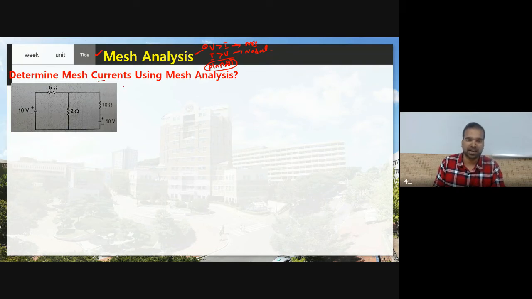Before applying mesh analysis, I told you that you need to observe how many loops, how many closed circuits you have. Those many mesh currents are flowing. So here we have two loops, two closed circuits. That means you need to consider two loop currents. Here I consider that I1 is flowing in this closed circuit in a clockwise direction and I2 is flowing in this closed circuit. The current direction is up to you. You may consider clockwise or anti-clockwise direction.